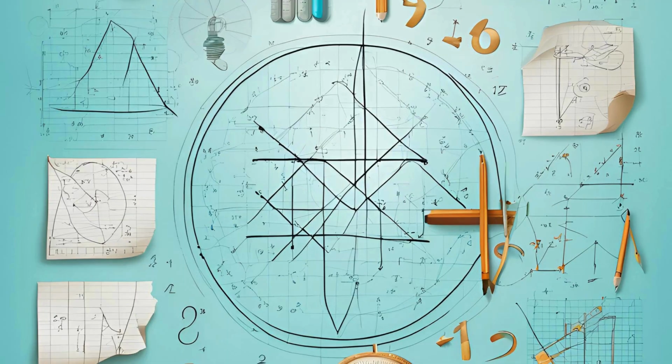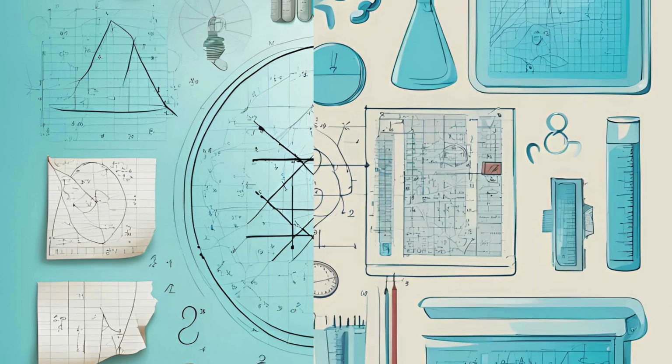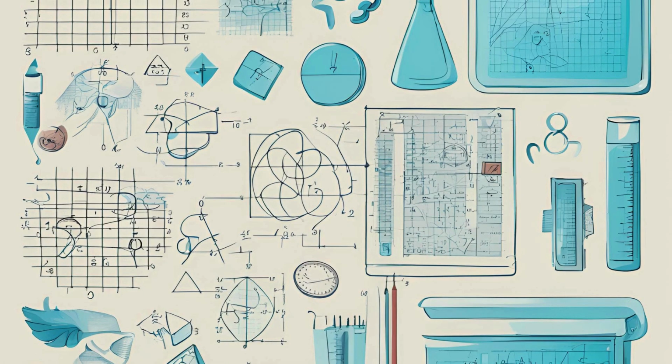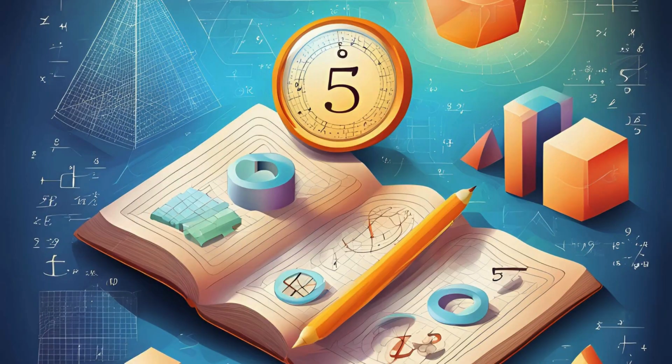Hit me. First question. What is 1/4 of 20? Okay, so we can think of it like dividing 20 into 4 equal groups, which would give us 5 in each group. Exactly. So the answer is 5.